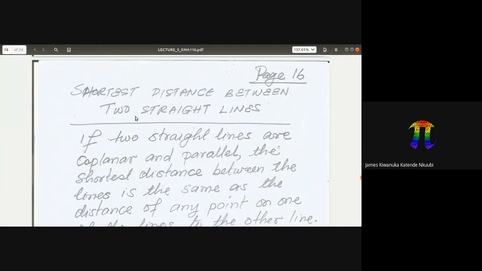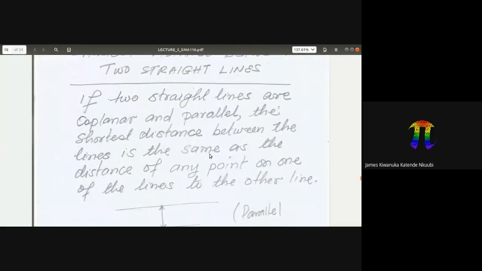So the next thing we look at is the shortest distance between two straight lines. If two straight lines are coplanar and parallel, then the shortest distance between the lines is easy to obtain. It's the same as the distance of any point on one of the lines to the other line. So this will be easy to compute.